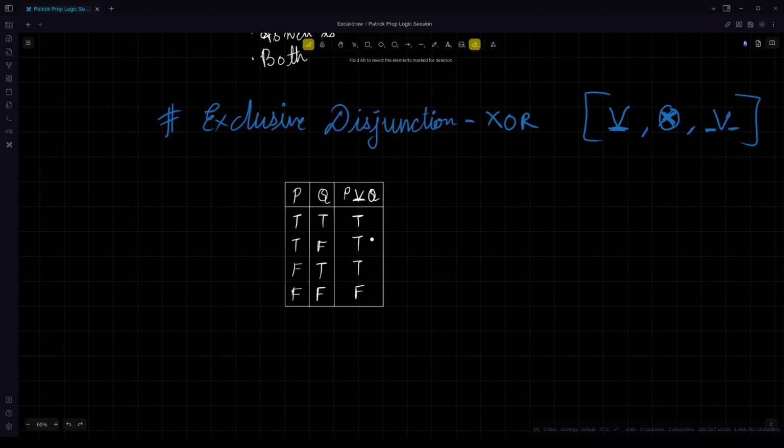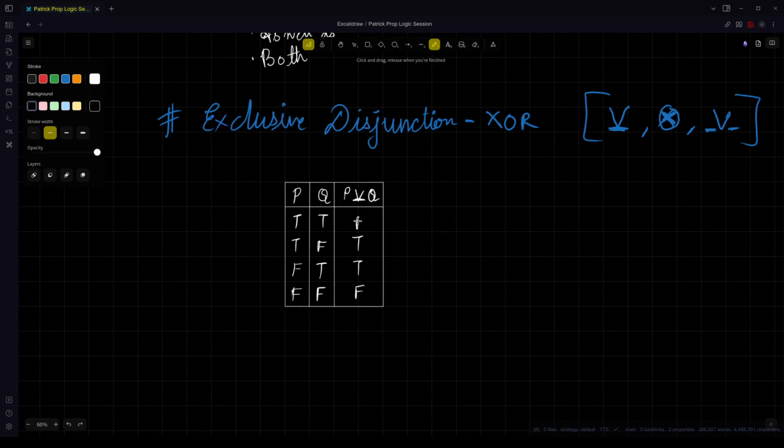If they're both true, then that becomes false. Yes, that's all. That's the only change that you will see in the truth table. So when both are false, it's false. When both are true, it's false. But when exactly one is true, then it is true.